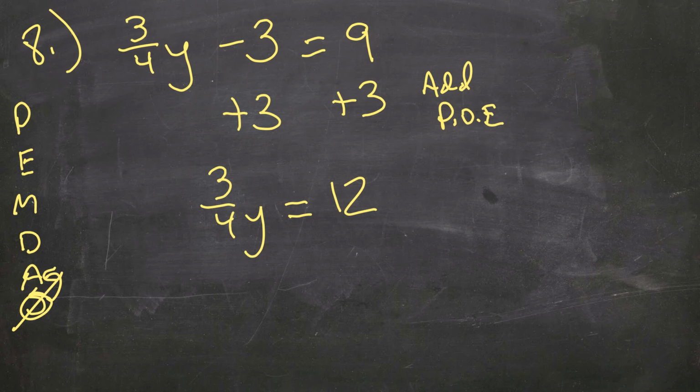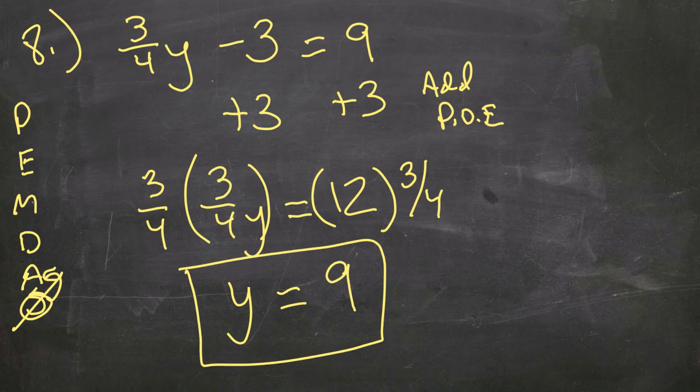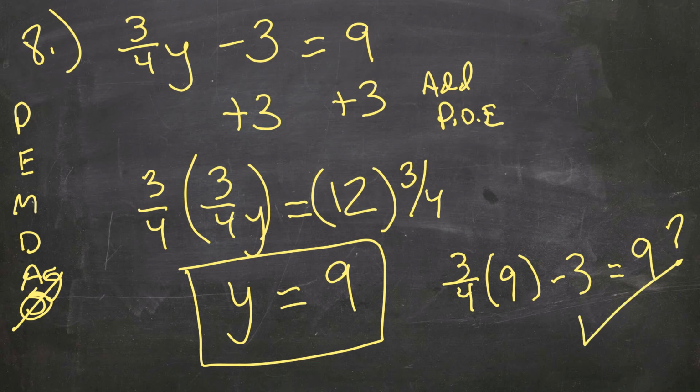Now how do I get rid of that 3/4? Let's just multiply by 4/3. I end up with y equals 12 times 3 is 36. 36 divided by 4 is 9. Final answer is y is equal to 9. Plug it in. Does 3/4 times 9 minus 3 equal 9? Think it works. Moving on.